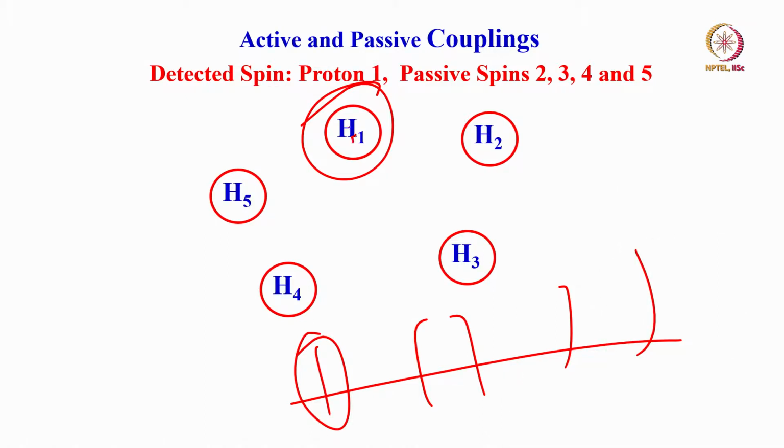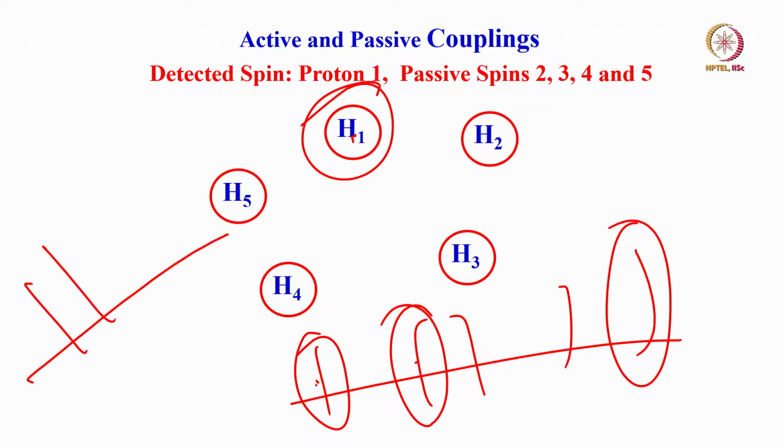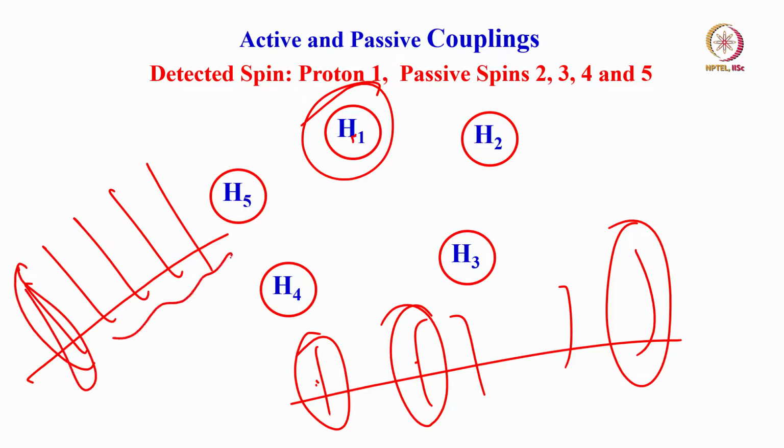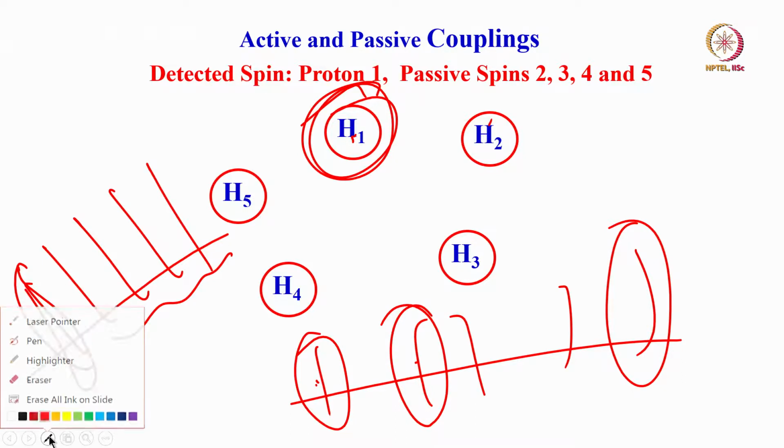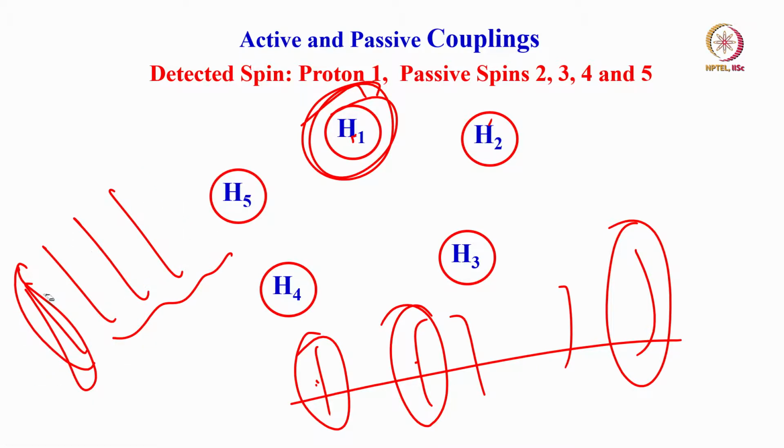The proton that I am observing is called an active spin. Remember, this is an active spin. When I look at this chemical shift, this is an active spin. Then what are passive spins? All the remaining spins which you are not observing are passive spins. So, there are 5 protons here. I am observing this one, which is an active spin. The remaining 4 are passive spins. So, now we will see what will happen in this case here.